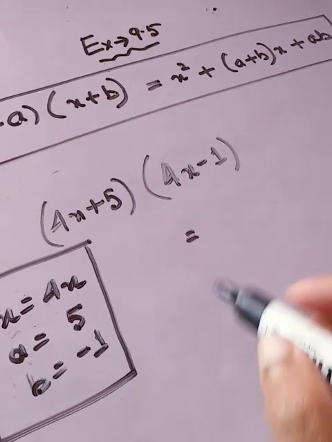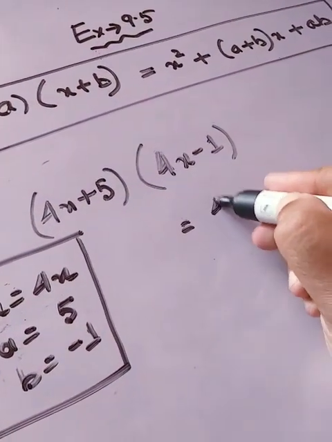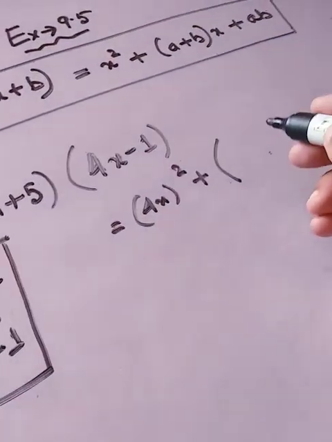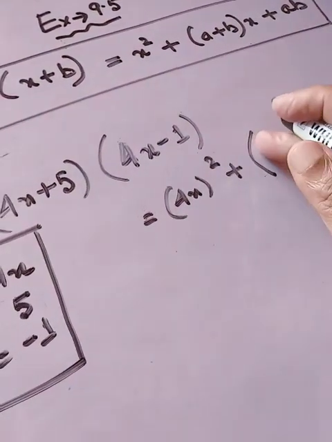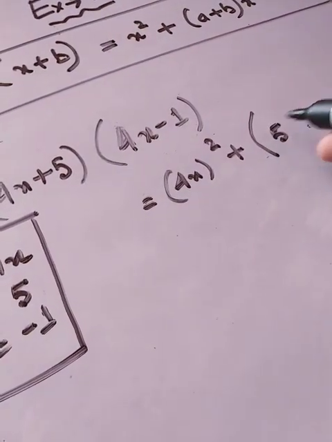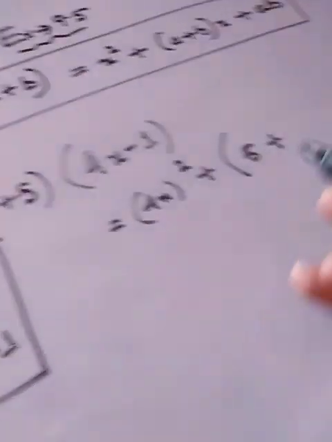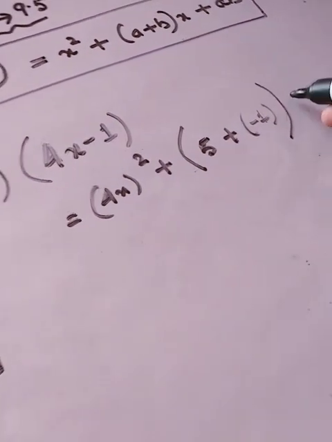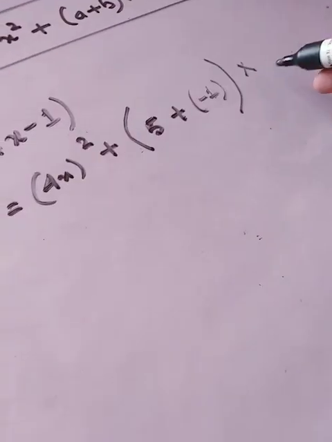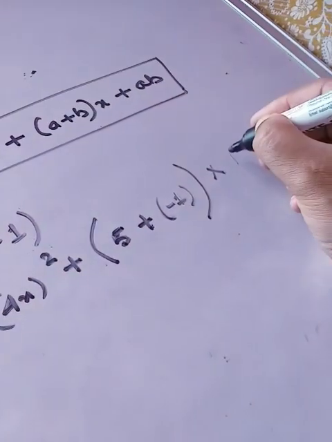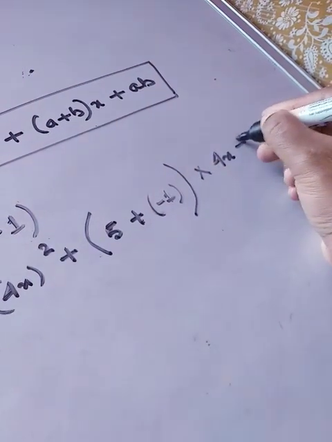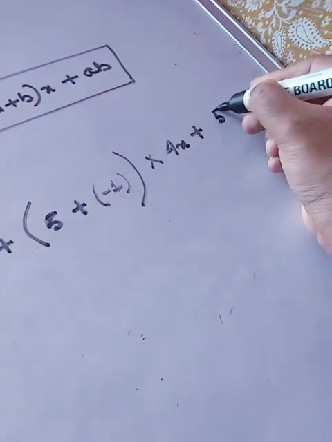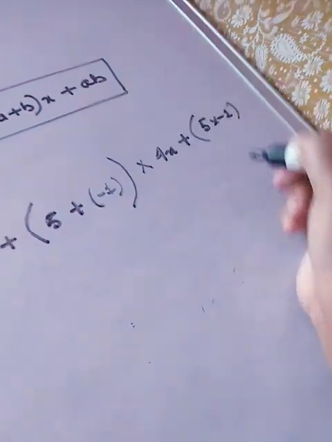Okay, so according to the formula, what is it? x square, which means 4x whole square, plus inside the bracket a plus b, isn't it? So a is 5. So we'll write 5 plus b, which is minus 1. We'll write it like this, minus, inside the bracket, and we'll give another bracket into x. x is 4x, plus a into b, which means 5 into minus 1. We'll put it inside the bracket.